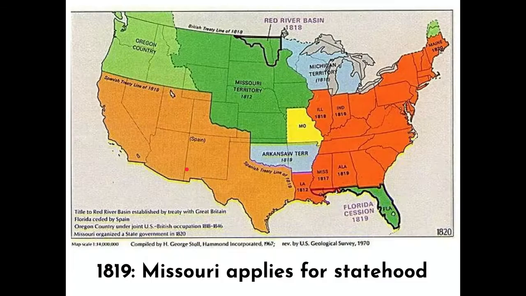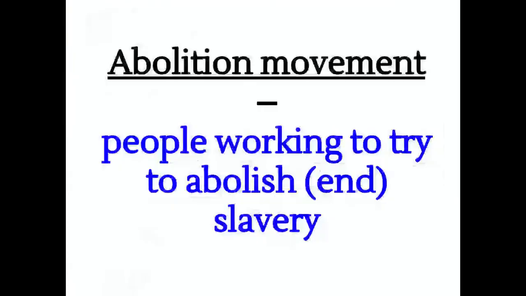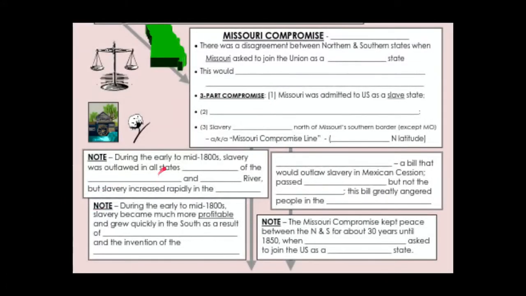So to fill in these notes here, let me go back up to make sure we have the right one. All right, so I can read them word for word with you. During the early to mid 1800s, slavery was outlawed in all states north of the Mason-Dixon line and Ohio River. But slavery increased rapidly in the South. During the early to mid 1800s, slavery became much more profitable and grew quickly in the South as a result of the textile industry and the invention of the cotton gin. Textile industry and cotton gin.